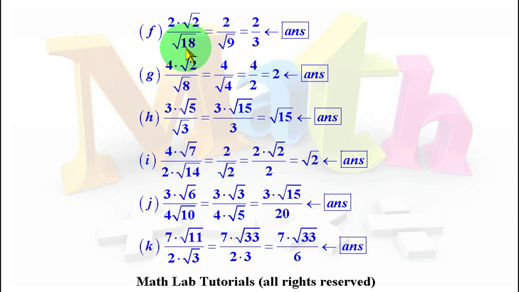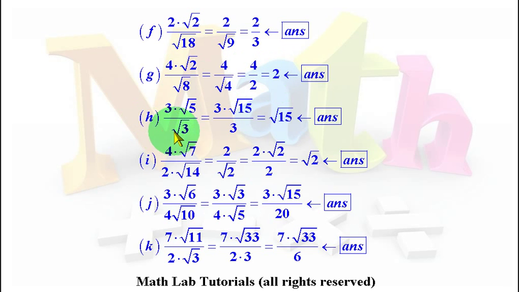Here's another problem, the same sort of thing. We have 4 root 2 all over the square root of 8. You can multiply top and bottom by root 8, but that's overkill. You get 2 over 8 is 1/4. You get 4 root 1 on top, which is 4, and the square root of 4 is 2. So we wind up getting 4 over 2, which is 2.